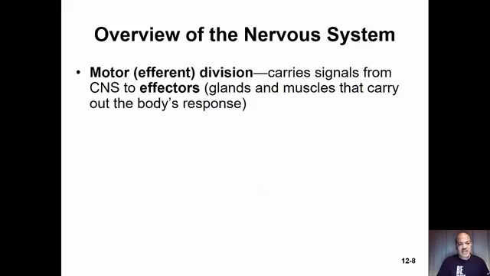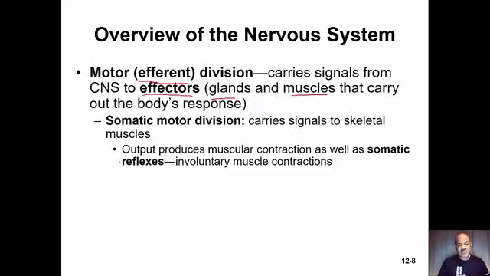Then we have the efferent, or motor division, and this is going to carry signals away from the central nervous system to structures we call effectors. These are the things that the motor neuron acts on, like glands and muscles, which will carry out the responses. And then we have this broken up into two parts. We have the somatic motor division, which carries signals to skeletal muscles, and the output produces contraction in the muscle, as well as some somatic reflexes or involuntary muscle contractions.